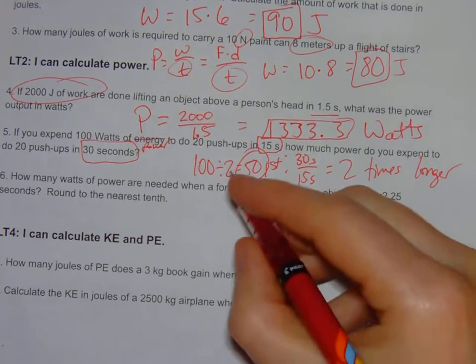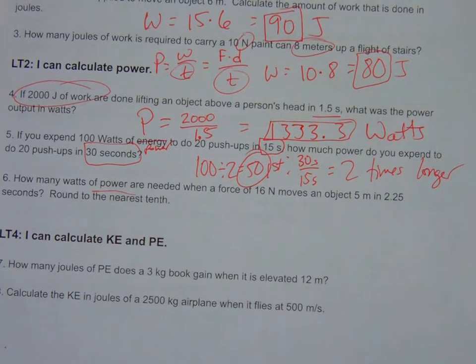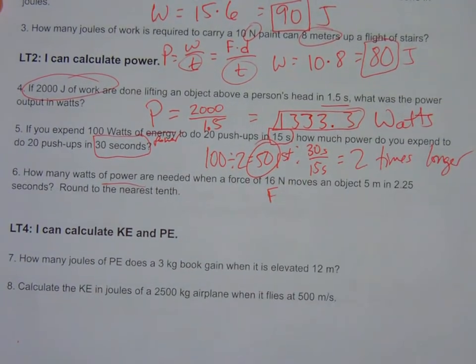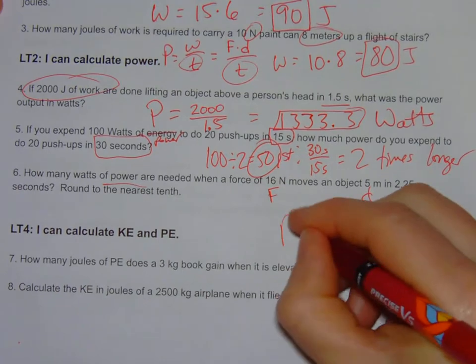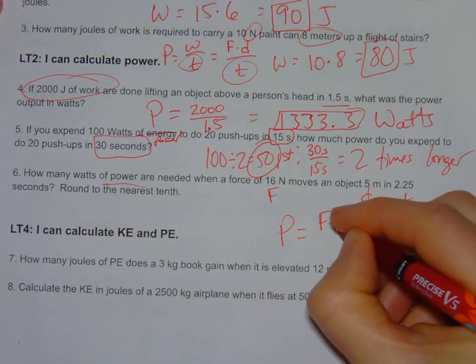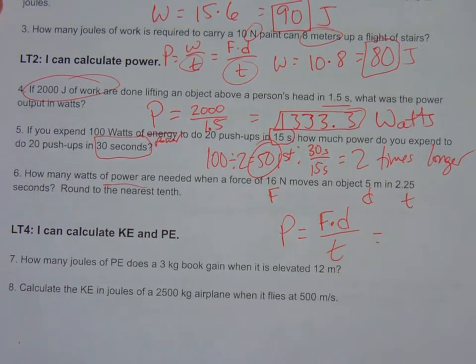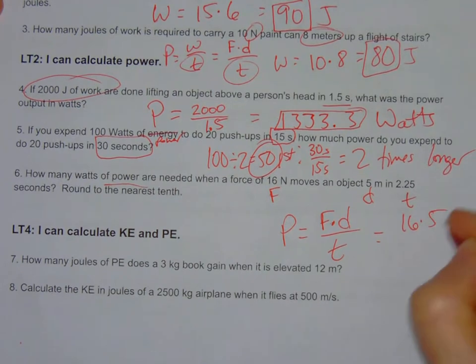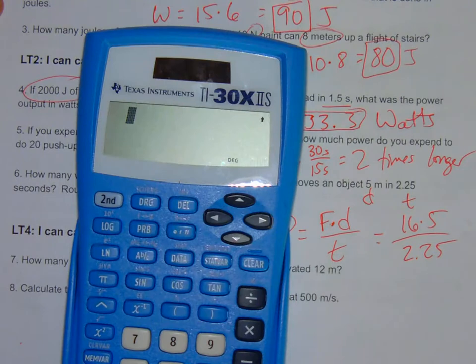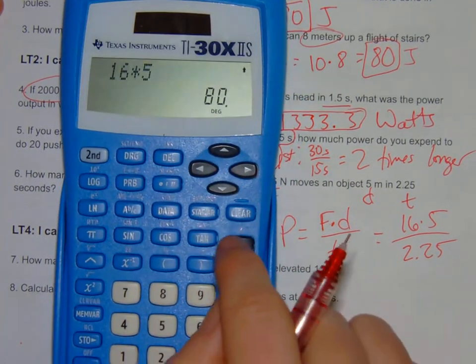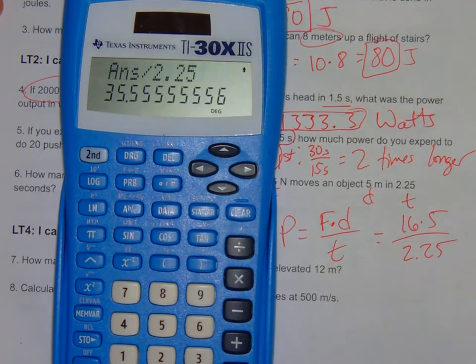Number 6, how many watts of power? Looking for power again. We have a force, 16 newtons. We have a distance, 5 meters. We have a time. Okay, so looking at the formula sheet, we know it's force times distance divided by time. So it's 16 times 5 divided by 2.25. So 16 times 5, and then we divide it by 2.25.